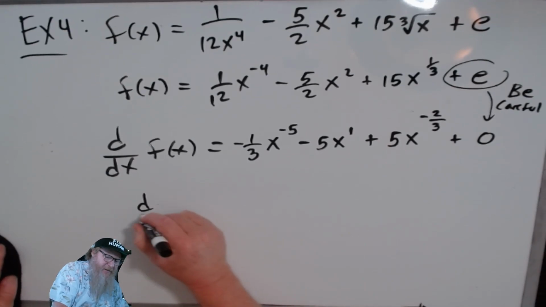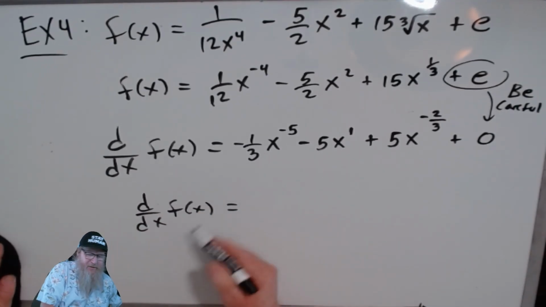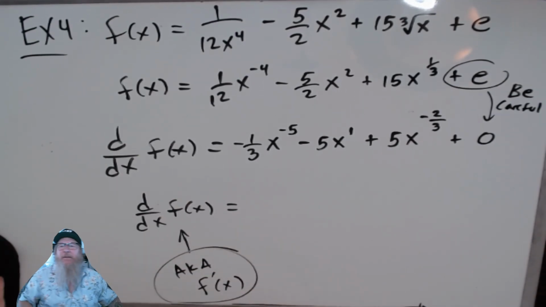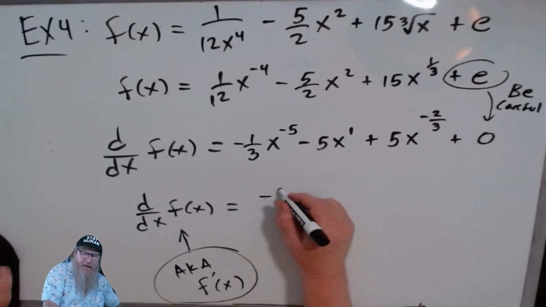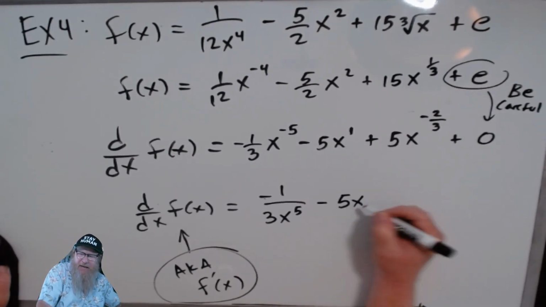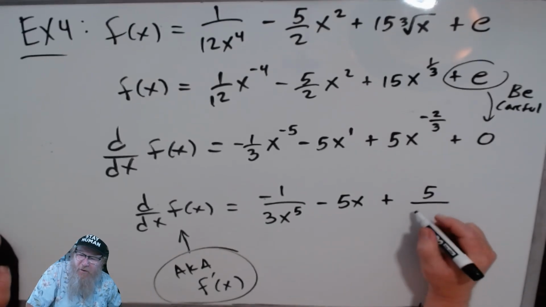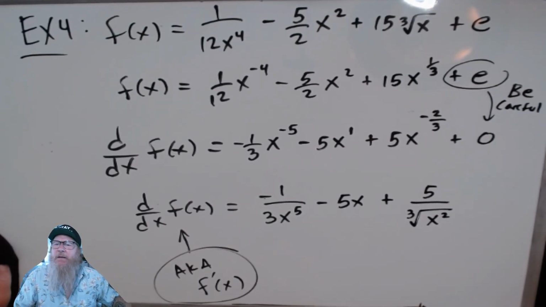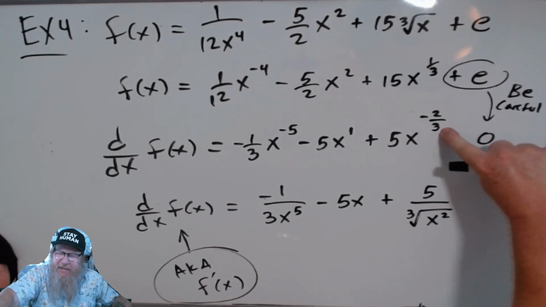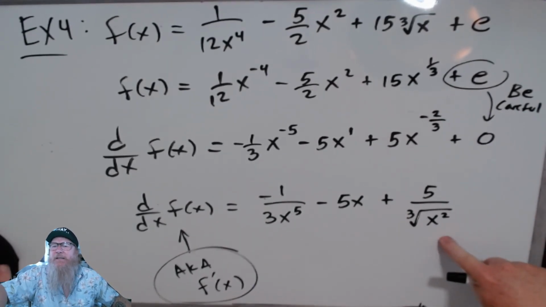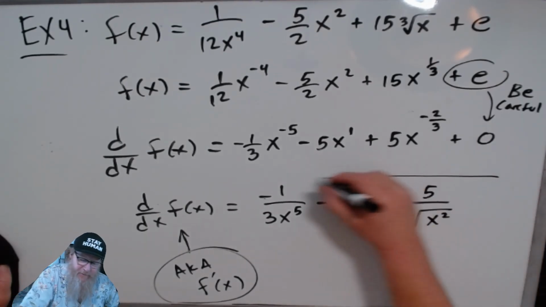And so our final answer, the derivative of f of x, also known as f prime, aka f prime of x, that's just another way to say that, is -1 over 3x to the 5th minus 5x plus 5 over the cube root of x squared. Not the square root of x cubed, right? It's the cube root of x squared, because see, the 3 is in the denominator and the 2 is in the numerator, so it's the cube root of x squared. And that's your final answer.